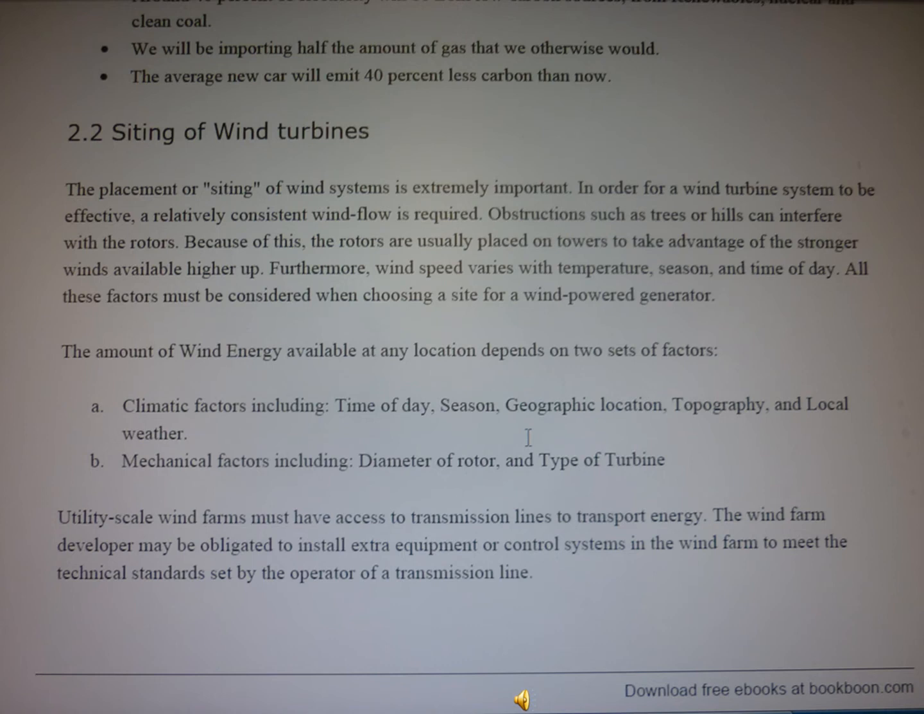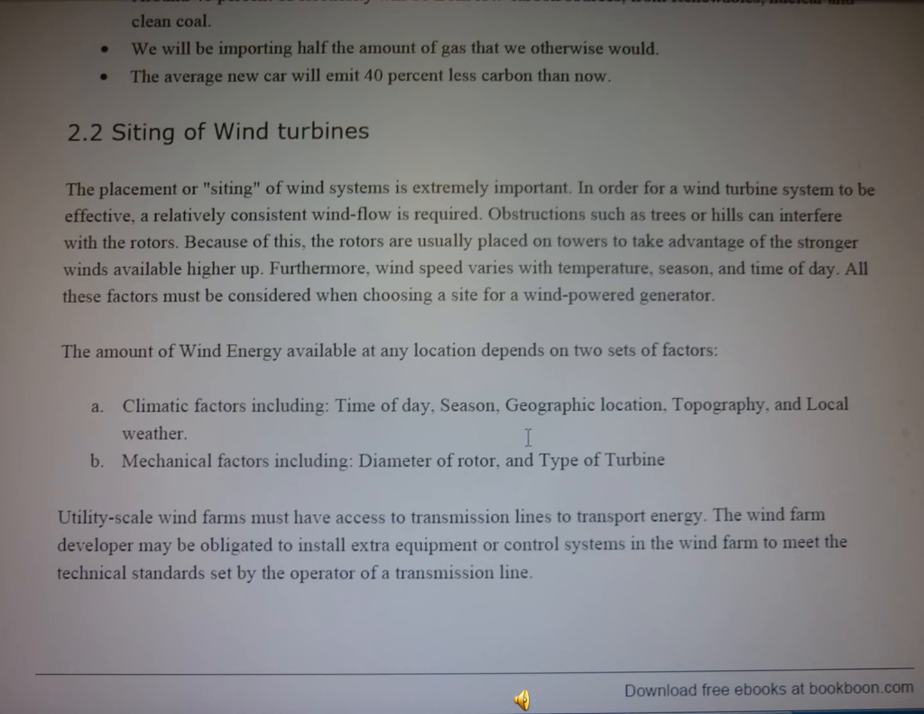The amount of wind energy available at any location depends on two sets of factors. Factor A is the climate factors, including the time of the day, season, geographic location, topography, and the local weather. Factor B is mechanical factors, including the diameter of the rotor and the type of the turbine.